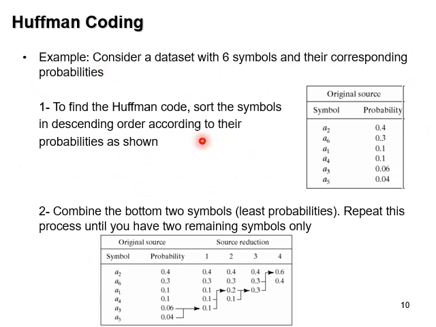So this is actually what's written here. So we saw step 1 before. Step 2: combine the bottom two symbols, the least probabilities, and repeat this process until you have only 2 remaining symbols, as we did in the previous slide.